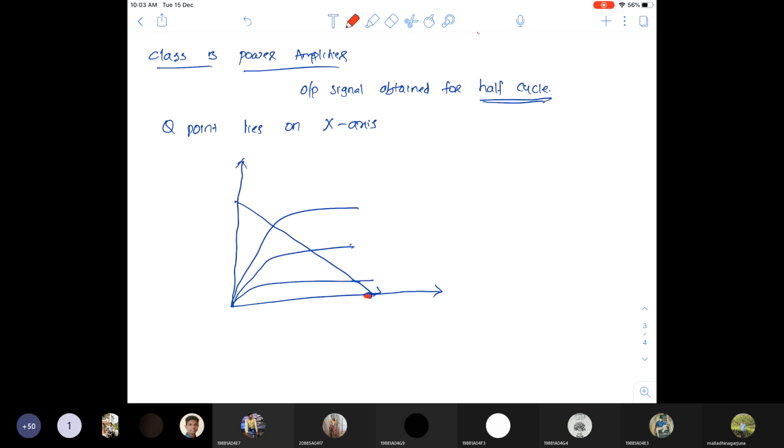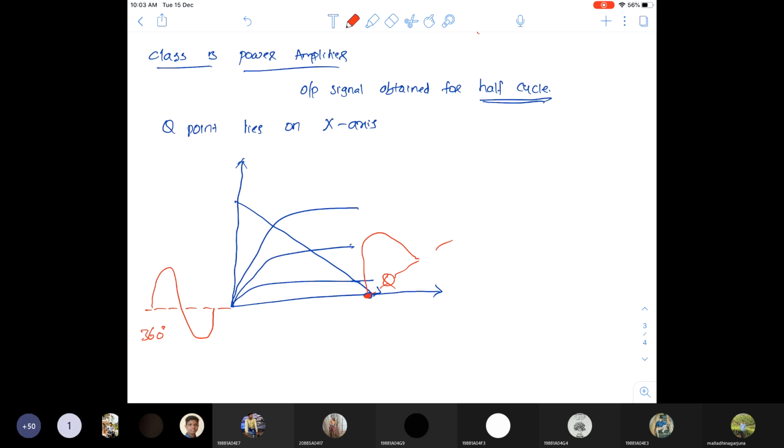The Q point lies on the x-axis. For this, I'm giving an input signal like this. For 360 degrees, I'm giving the input signal, but in the output I'm getting only a 180 degrees conduction angle, whereas the negative peak is below the cutoff region. Below the x-axis, that portion will be clipped off.